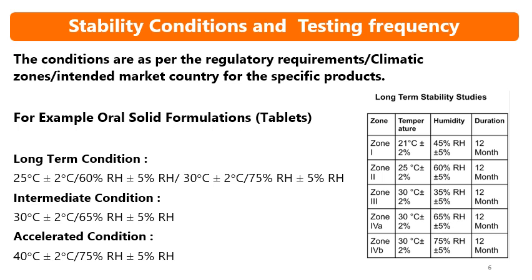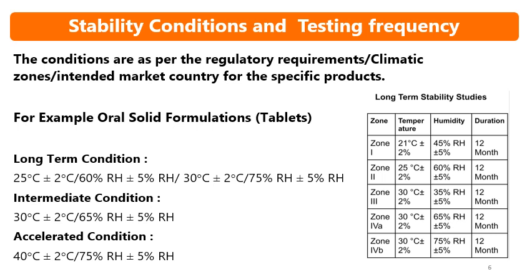So if you consider the climatic zones, then you can understand that zone 4B requires the long term condition of 30 degrees Celsius and 75% RH. Zone 4A is 30 degrees and 65% RH. Zone 3 is 30 degrees and 35% RH. Zone 2 is 25 degrees Celsius and 60% RH. And zone 1 is 21 degrees and 45% RH.